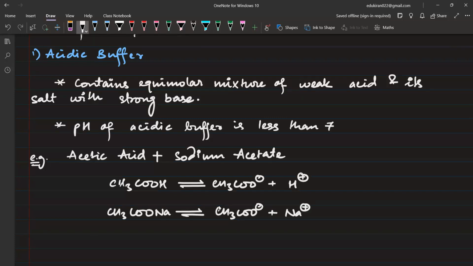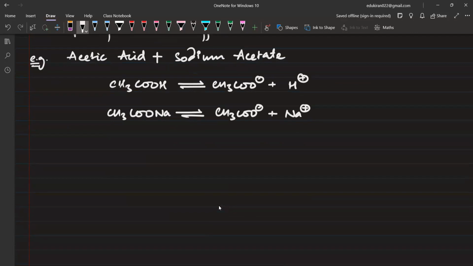Now we can clearly see here that in this particular buffer, we have an unnecessarily huge amount of CH3COO negative ions. We have a very large amount of CH3COO negative. Now, first thing is what is going to happen if I add an acid to it, how it is going to neutralize the effect of acid. Here you are going to write, on adding acid, that is H positive.